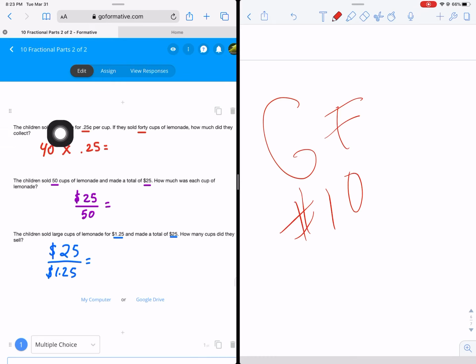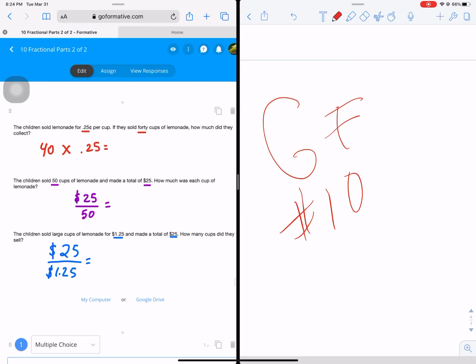I'm looking at this first one right here, and I'll read the problem. It says the children sold lemonade for 25 cents per cup. If they sold 40 cups of lemonade, how much did they collect? So here's your 40 cups times what they sold it for, 40 times 0.25, and you can just do that in your calculator. If you want to do it in your head, a quarter is 1/4 of a dollar. So what's 1/4 times 40? What's a fourth of 40? So it's 10. So the answer there is going to be 10.